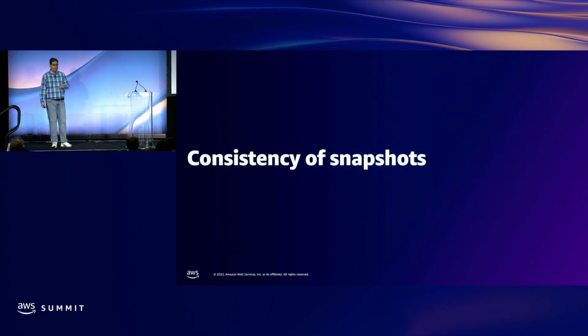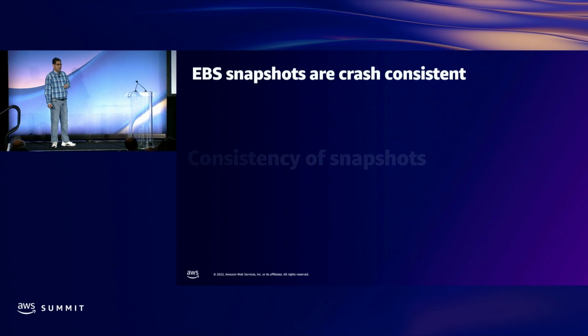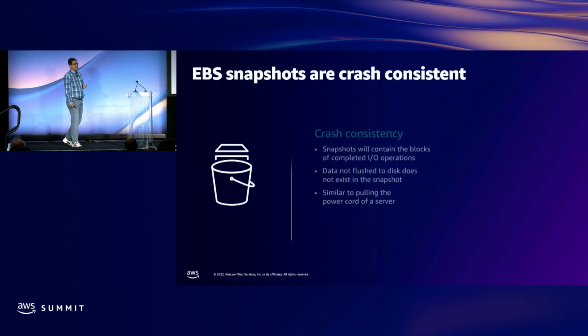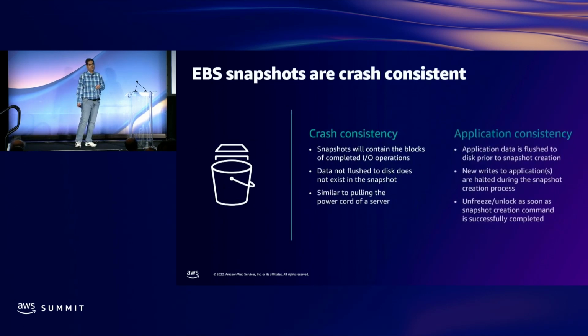Next topic to cover there is consistency. So we say EBS snapshots are crash consistent. What does that mean? Well, there are 2 types of consistency models. One is called crash consistency, another is called application consistency. In crash consistency, we write the blocks that have already been committed to disk. Data that is not flushed to disk is not stored on the snapshot. The equivalent of that is almost as if you had a power cable that was pulled out of a server.